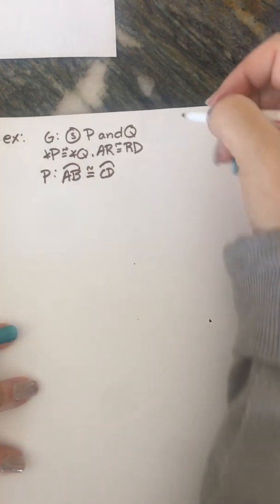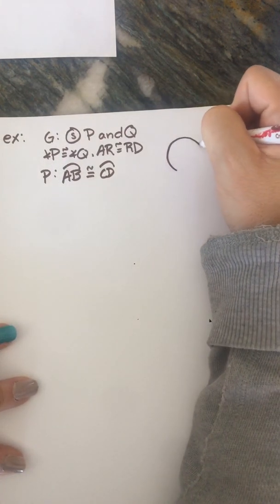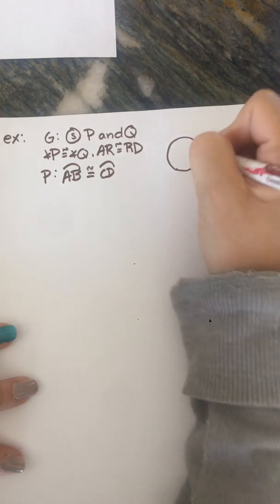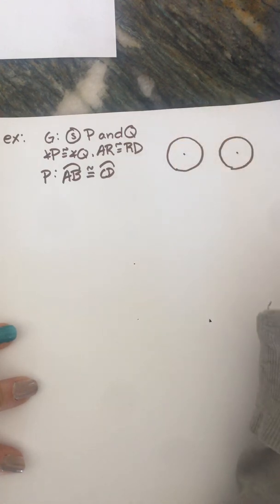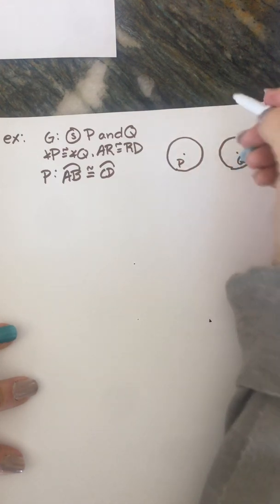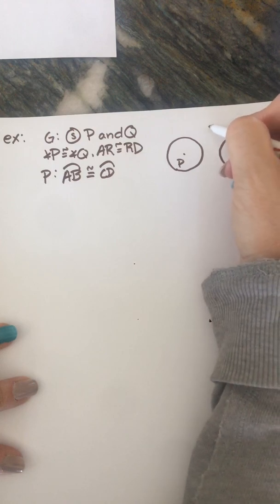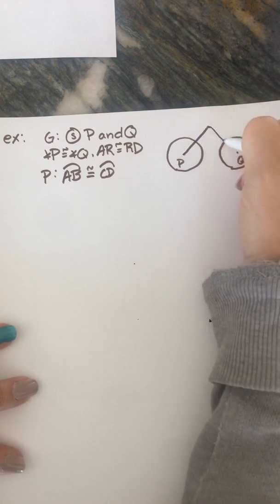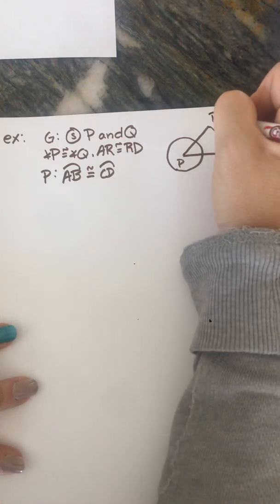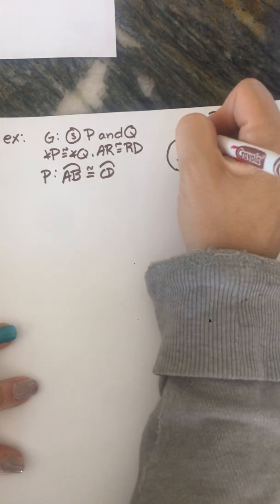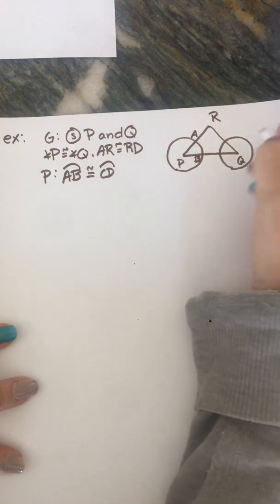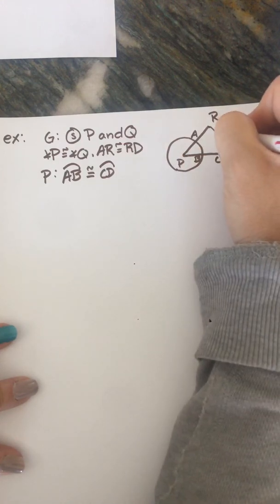We need a picture. So I'll draw this. There's 2 circles, that one and that one. There's the centers. This is circle P, this is circle Q. And then we're going to do this. All right, and then our points here, this is point A, this is point B, this is C, this is D.